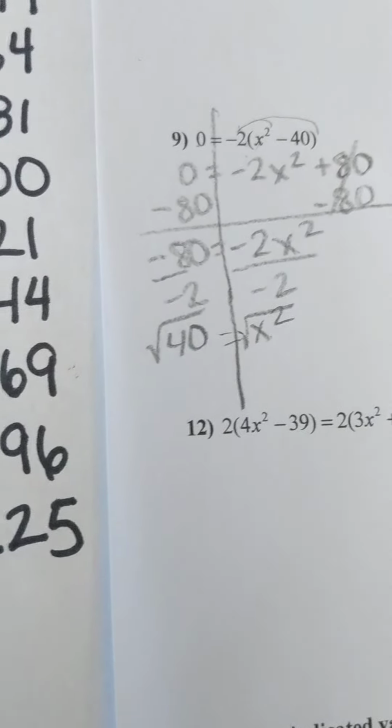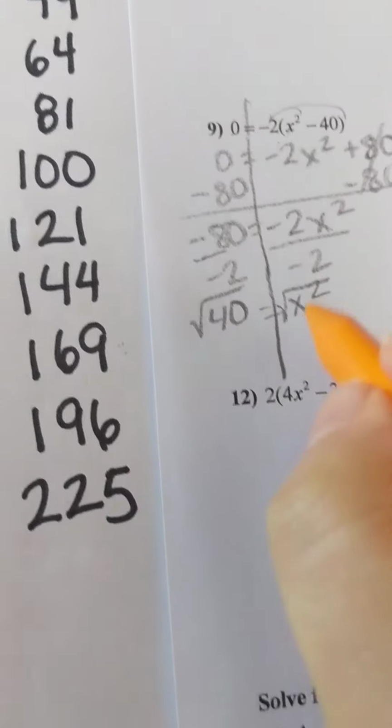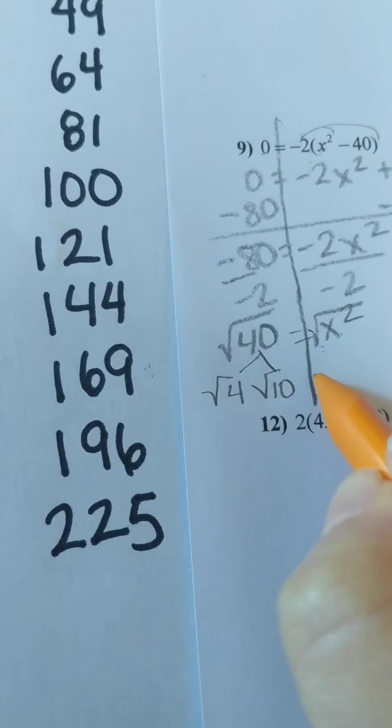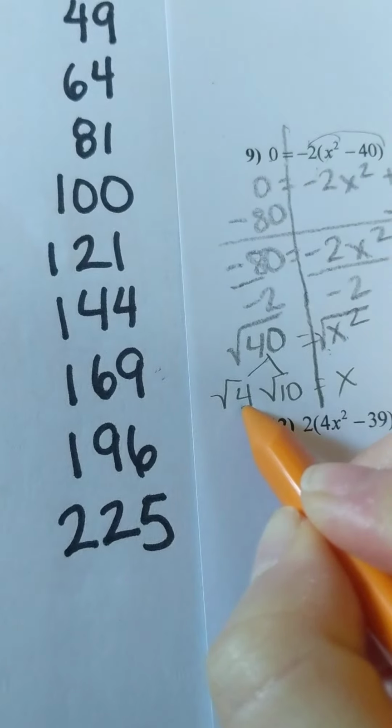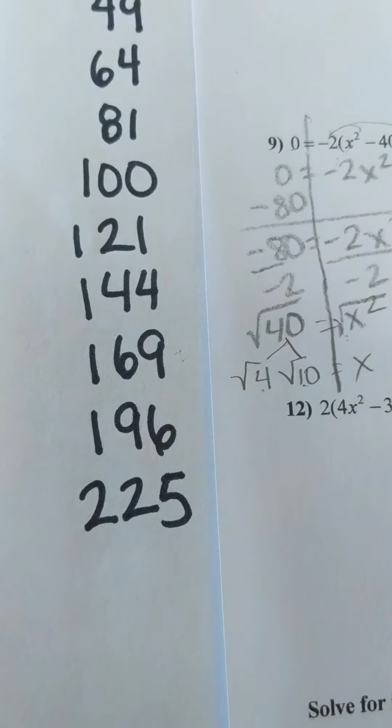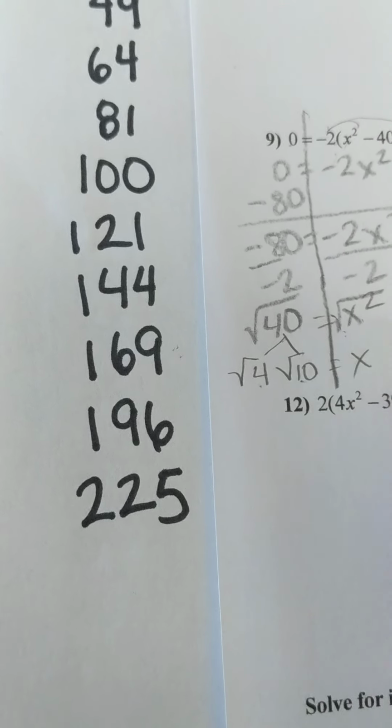So I need to find two numbers that multiply to 40. I want one of them to be on this perfect squares list. If you guessed 4 and 10, you're absolutely right. The square root of 4 is positive or negative 2. The square root of 10 doesn't simplify, so that stays the square root of 10.